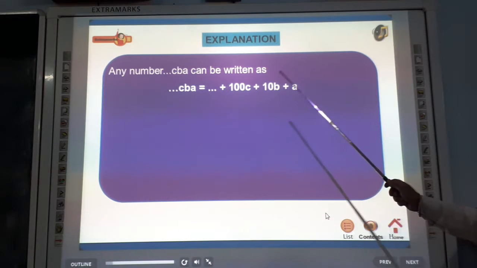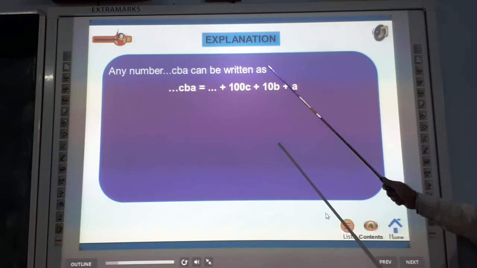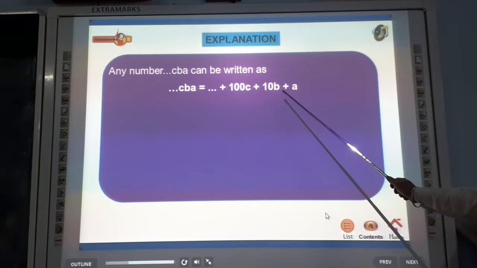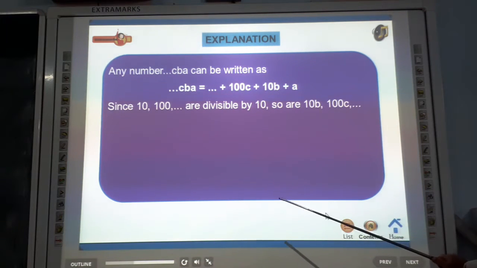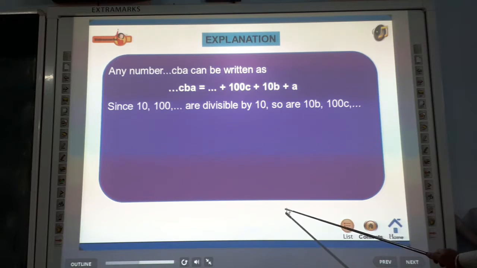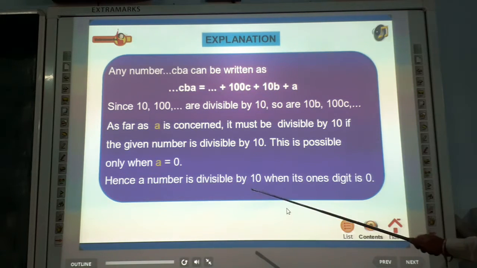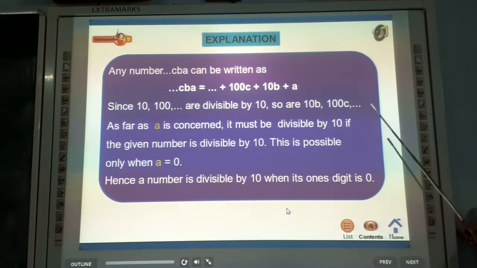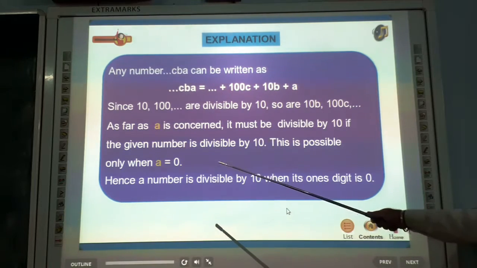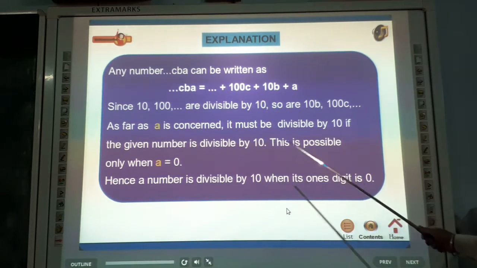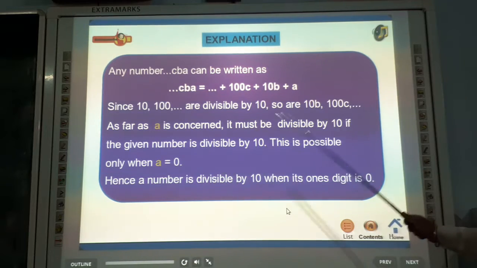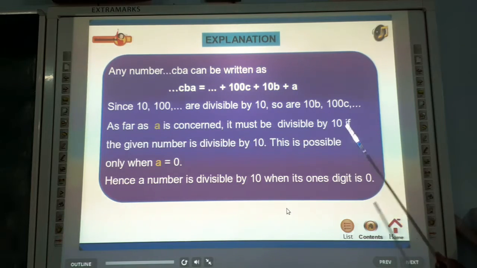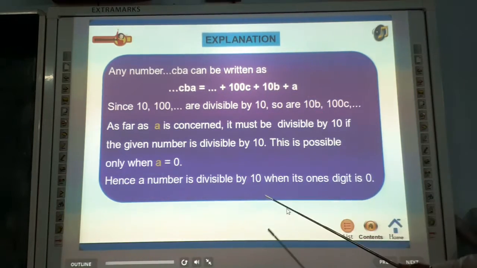Any number CBA can be written as 100C plus 10B plus A. This is the explanation. As far as A is concerned, the number is divisible by 10 only when A is 0. So in this divisibility rule for 10, the unit place, ones place, which is A here, should be 0.